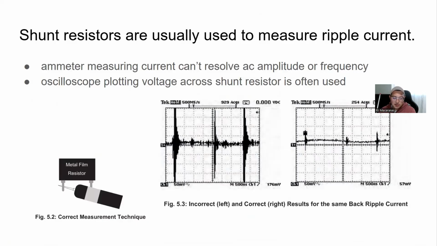And we typically do this with a shunt resistor, right? If we just use an ammeter, we actually can't really look at the specific frequency or the AC amplitude. It often gives a peak-to-peak value or an RMS value, but that also includes the DC component of the current, right? So typically, in order to look at ripple current, we'll need an oscilloscope and we'll need to plot a voltage across a shunt resistor or have some kind of current probe.